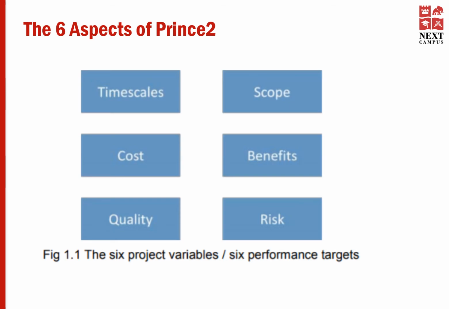Prince2 is a method that deals with the planning, delegation, and monitoring of all 6 project variables or aspects, which are timescales, cost, quality, scope, benefits, and risk. The PMBOK refers to these 6 variables as 6 competing project constraints.